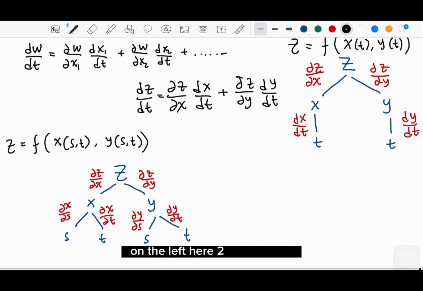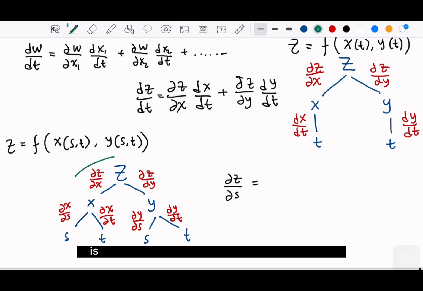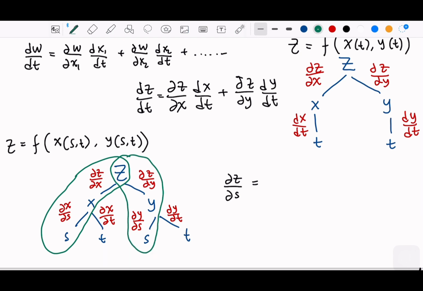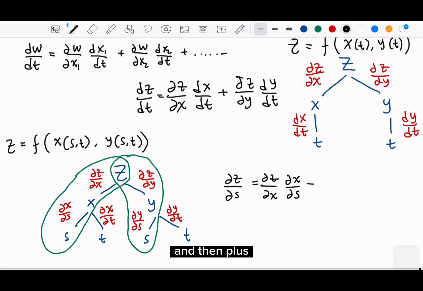Okay. So two expressions. For example, the first one is dou z dou s. Let me mark the dou z dou s, this one, with green. Then we can write first dou z dou x dou x dou s, and then plus dou z dou y dou y dou s. Okay. That's the first one.